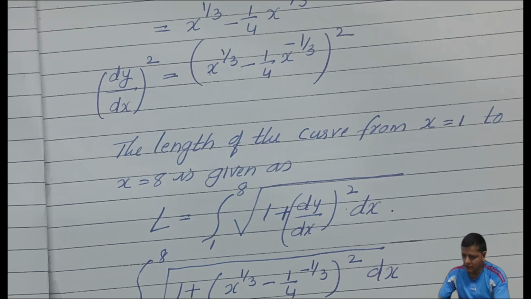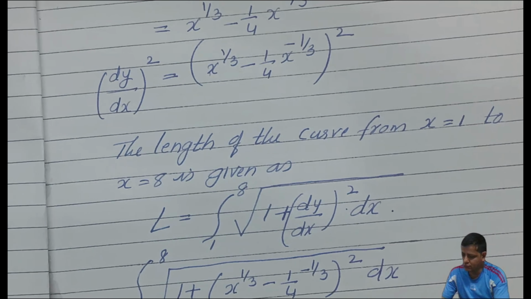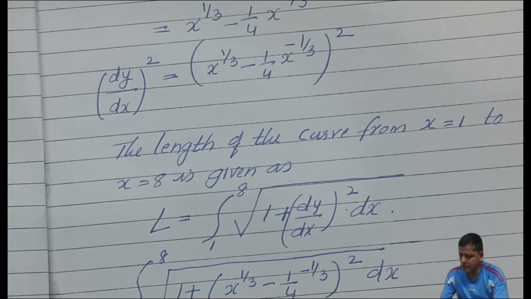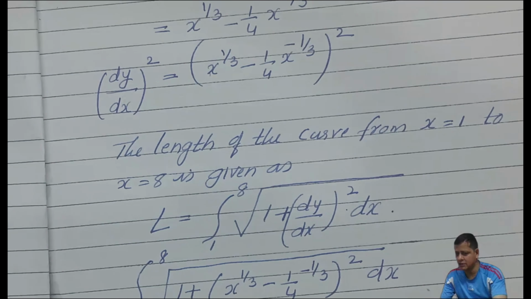Let's see, we have the integration from 1 to 8. So again, simplify this by adding 1. You can make this an a square minus b square formula, so you just break that into that formula. You will get x to the power of 2 by 3, minus 2 into x to the power of 1 by 3 into 1 by 4 to the power of minus 1 by 3, plus, then this square means 1 by 16 x to the power of minus 2 by 3. So this is what we get.